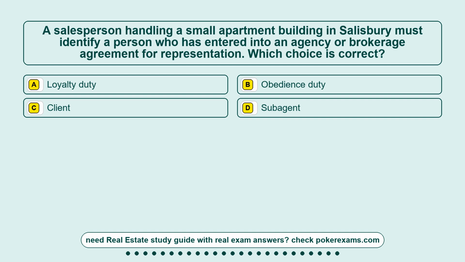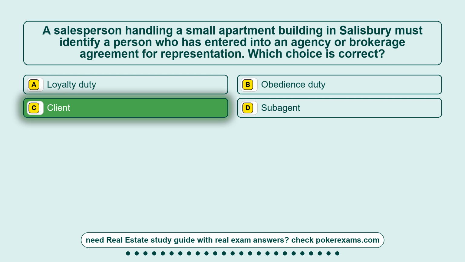Question 23. A salesperson handling a small apartment building in Salisbury must identify a person who has entered into an agency or brokerage agreement for representation. Which choice is correct? Option A, loyalty duty. Option B, obedience duty. Option C, client. Option D, subagent. The correct answer is option C, client.